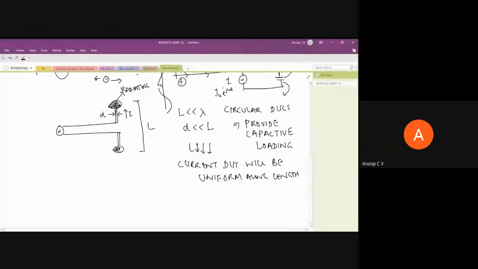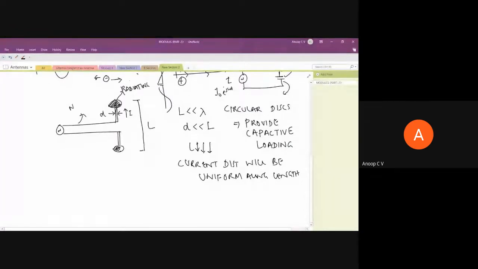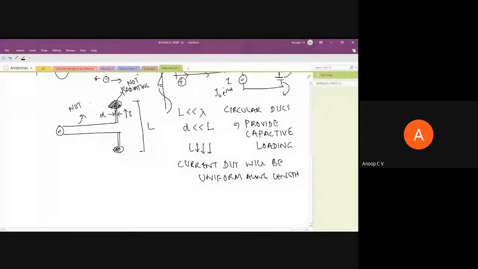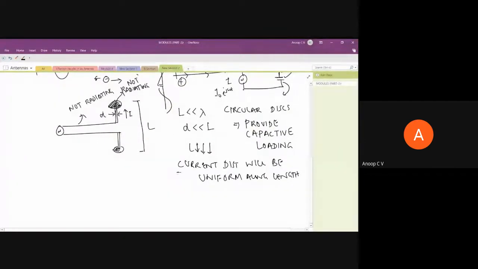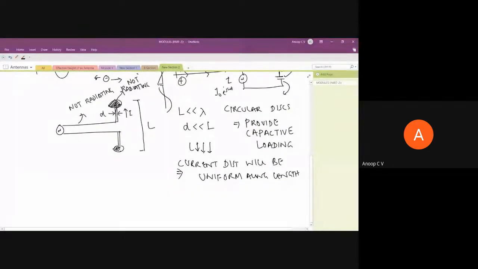And also this transmission line is not radiating. These end plates are not radiating, and the transmission line is also not radiating. We can assume like that. So these plates assure a capacitive loading. That is the advantage of having this capacitive loading.